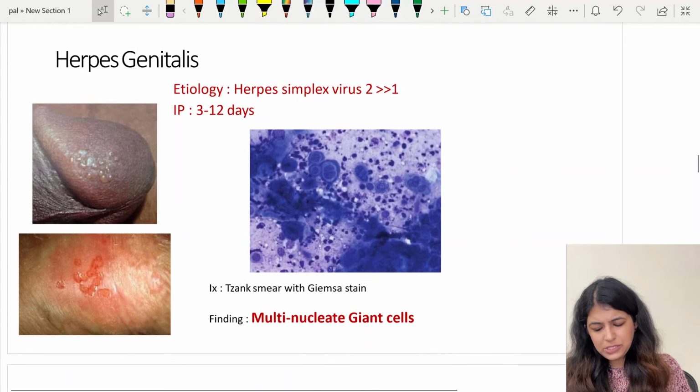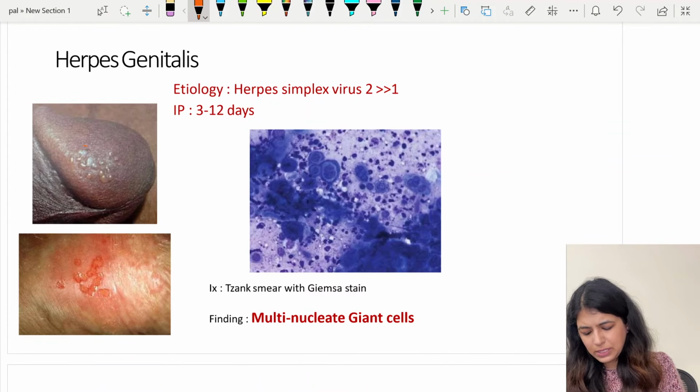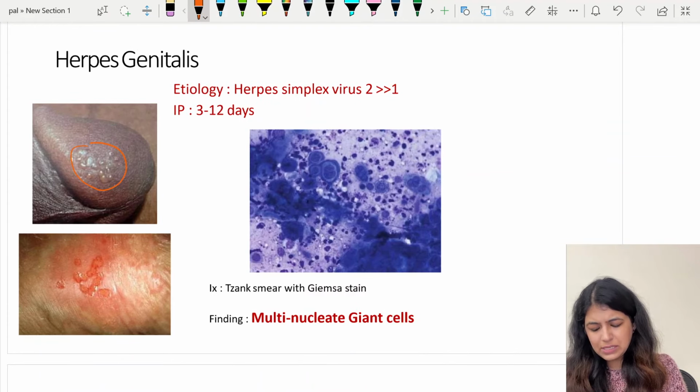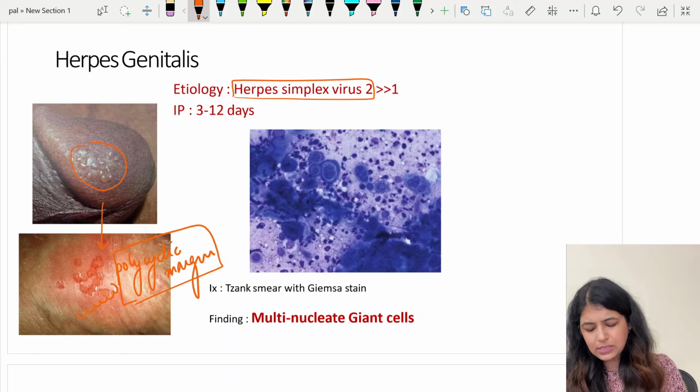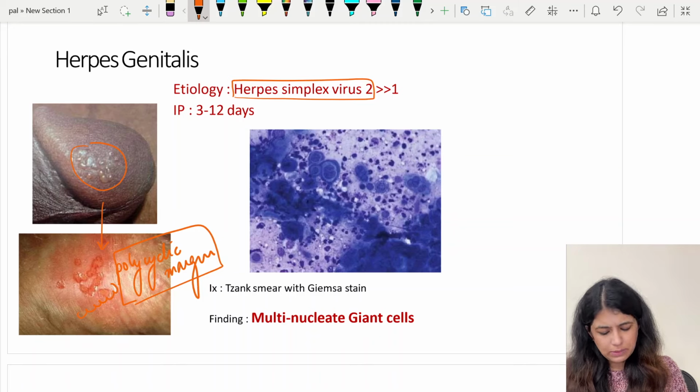Now coming to herpes genitalis, here also the patient is presenting with grouped vesicles on a red base, but they are in the genital area, most commonly caused by HSV-2. Sometimes the vesicles can rupture to form erosions. These erosions classically have polycyclic margins. So if ever you get a question on erosions with polycyclic margins, that is also talking about herpes.